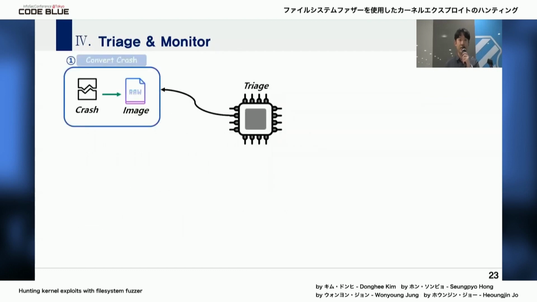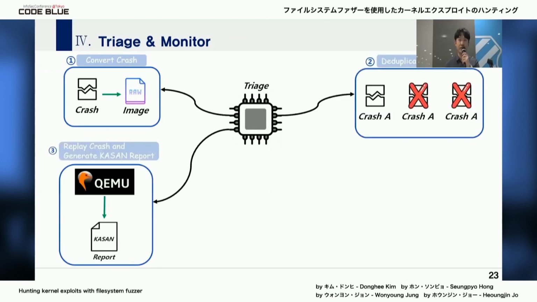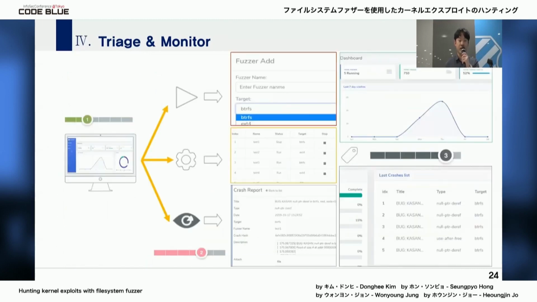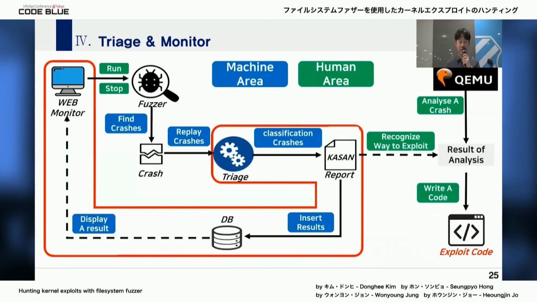Therefore, Triage was developed and the crash file was changed to a memory image, and the Volatility memory analysis plugin was installed there. Reproduced through QEMU, each unique crash was classified according to the type of bug and then saved in a DB. It is efficiently checked and managed through the web monitor. You can remotely set and run file system fuzzers and check the crash list. This is the overall structure of the triage and monitor.